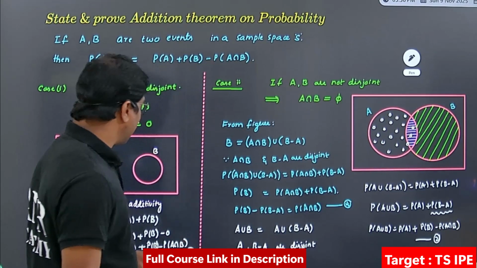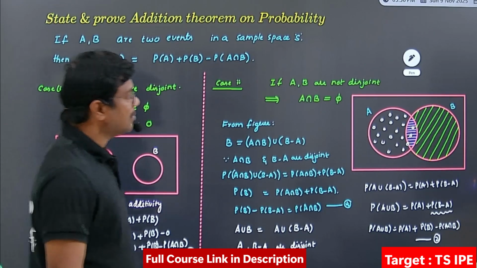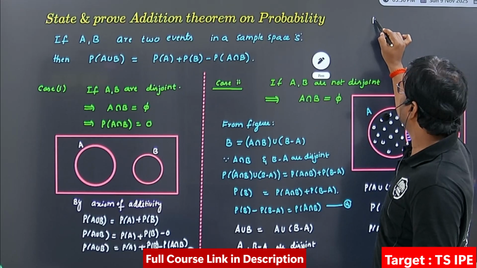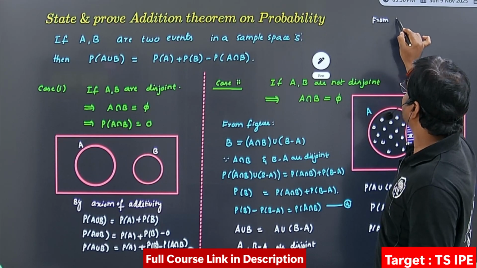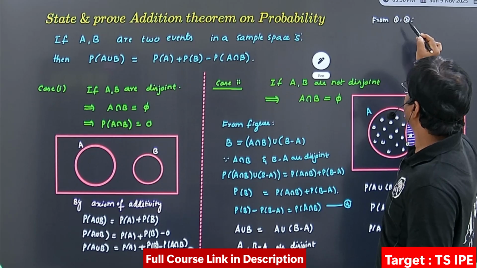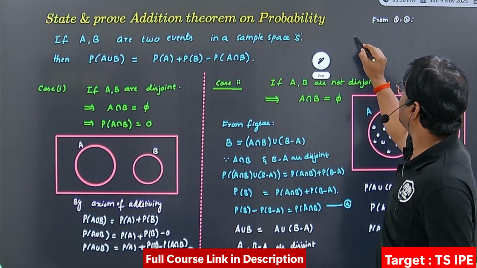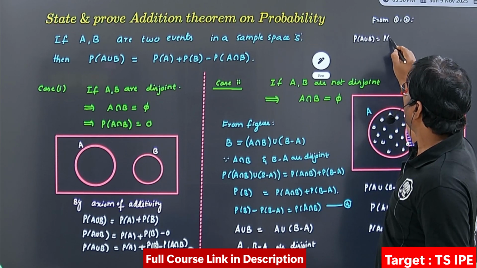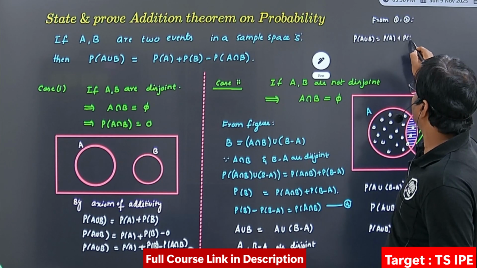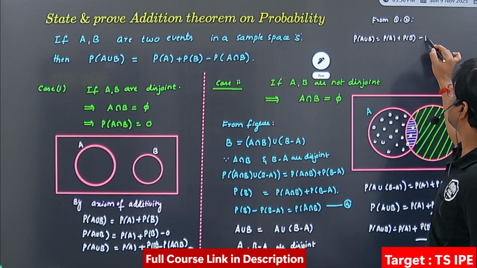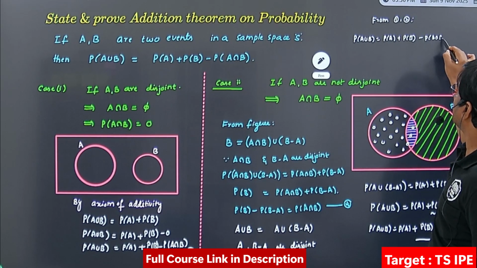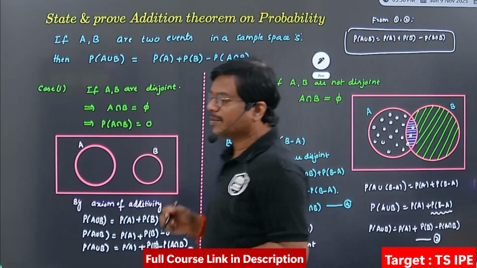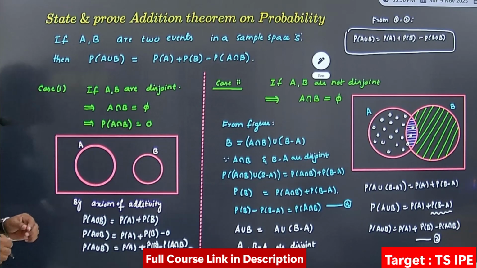From 1 and 2 it is clear that, in the next step, finally you have to express this from 1 and 2. From both the cases it is clear that the probability of A union B equals P of A plus P of B minus P of A intersection B. Hence the theorem is proved. This is about the addition theorem of probability.